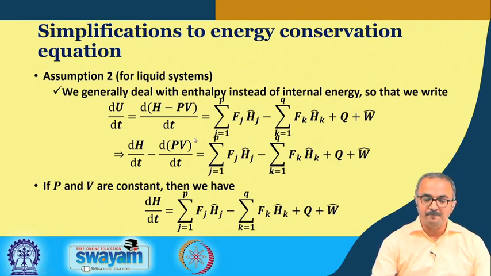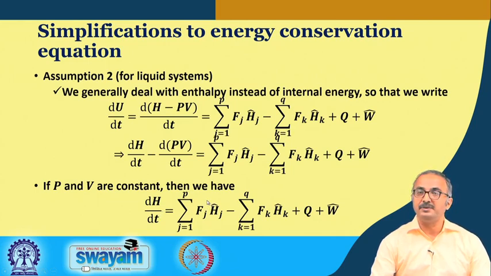So, we may take this particular term and make it 0, so that we are now left with the change in the enthalpy of the system in terms of the enthalpies going in and the enthalpies going out, the heat interaction and the work interaction. So, this is another kind of simplification to the system.